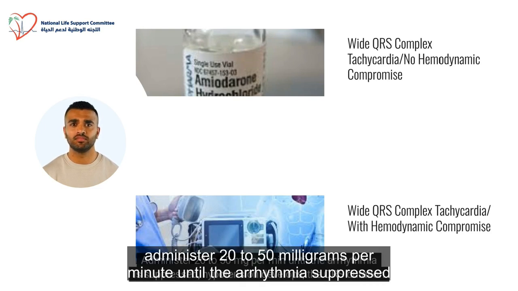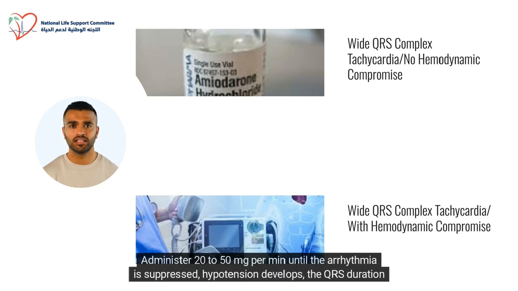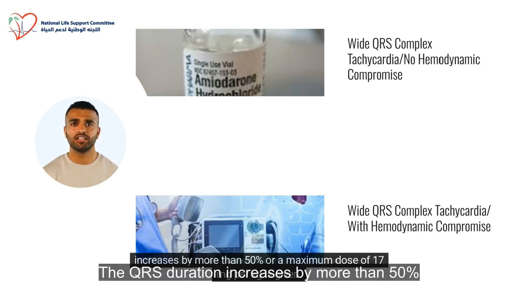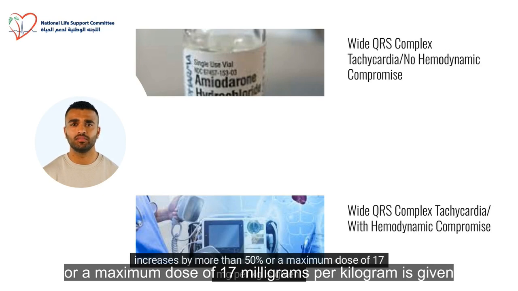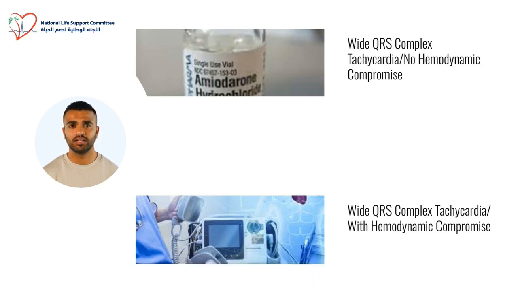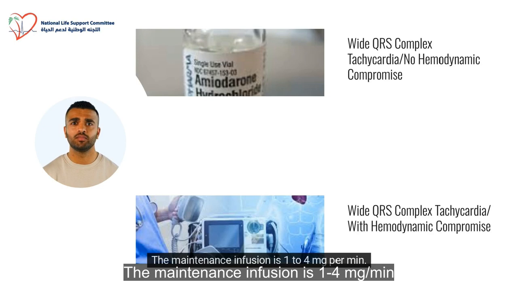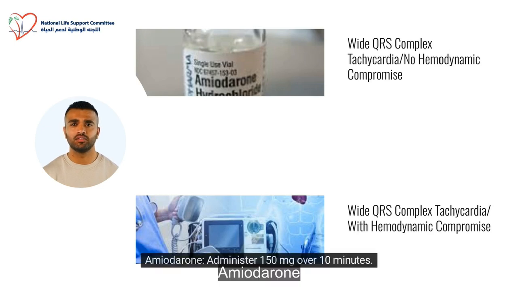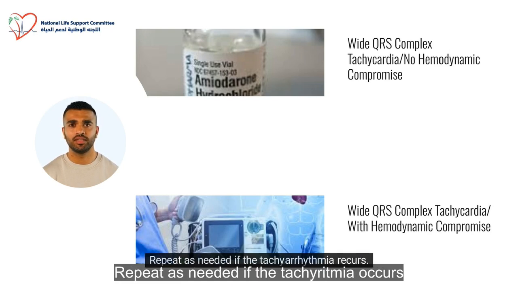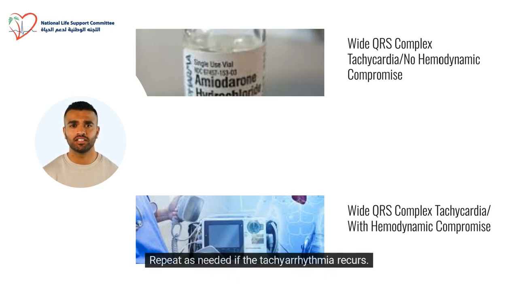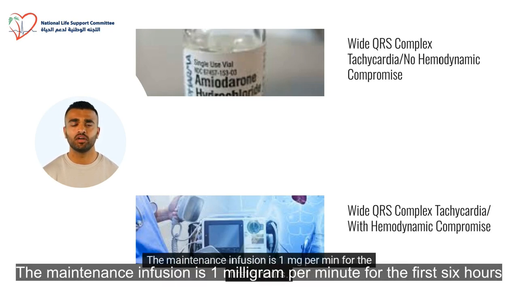Administer procainamide 20 to 50 mg per minute until the arrhythmia is suppressed, hypotension develops, the QRS duration increases by more than 50%, or a maximum dose of 17 mg per kilogram is given. The maintenance infusion is 1 to 4 mg per minute. Amiodarone: administer 150 mg over 10 minutes. Repeat as needed if the tachyarrhythmia recurs. The maintenance infusion is 1 mg per minute for the first 6 hours.